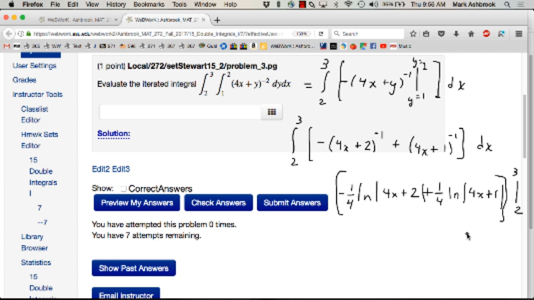Okay, so let's move on away from rectangular regions to what we call general regions. General regions.